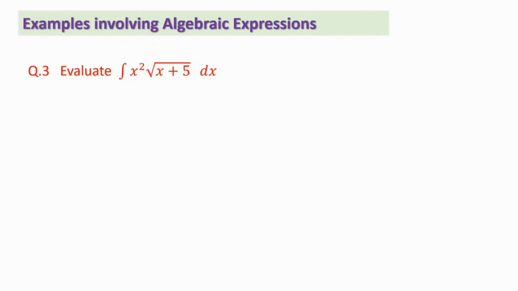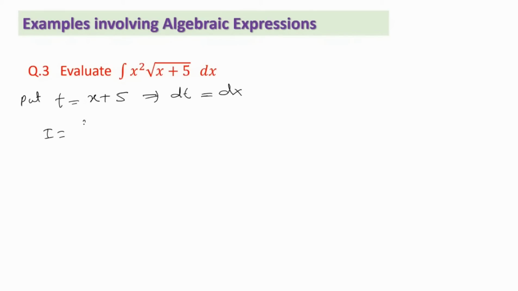The next problem is the integral of x times the square root of x plus 5. Here again the problem is the expression under the square root, which is x plus 5. So we will first try to substitute this one. Let t equal x plus 5. This gives you dt equal to dx.